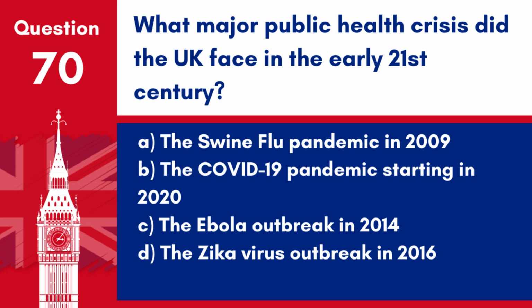Question 70. What major public health crisis did the UK face in the early 21st century? A. The swine flu pandemic in 2009. B. The COVID-19 pandemic starting in 2020. C. The Ebola outbreak in 2014. D. The Zika virus outbreak in 2016.